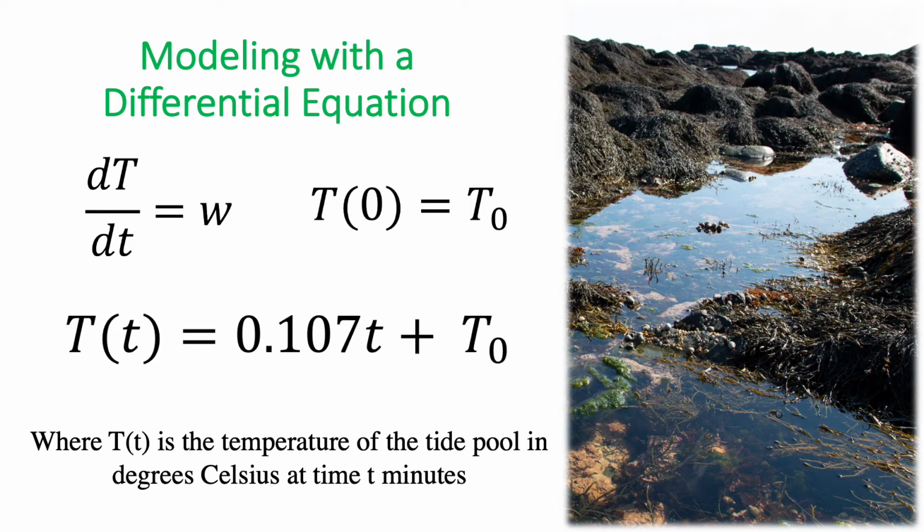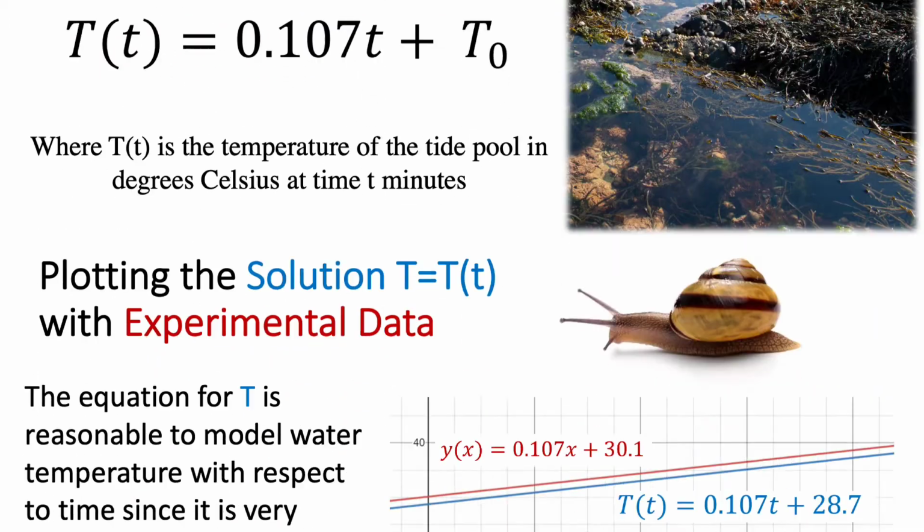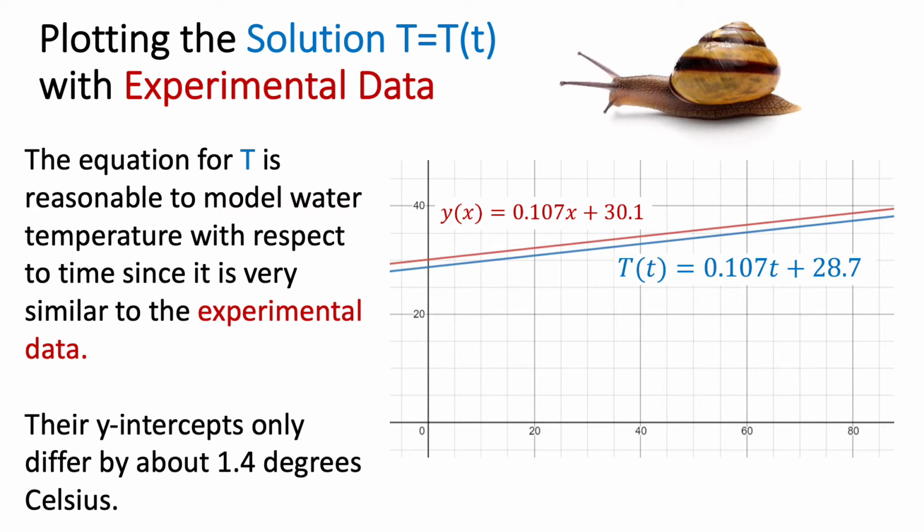Our initial temperature is the temperature of the water when T equals 0, which, according to our experimental data, is 28.7 degrees Celsius. When we plot our solution from our differential equation with the experimental data, we can see that the equation for T is reasonable to model water temperature with respect to time, since it is very similar to the experimental data. Their y-intercepts, which represent the initial temperature of the tide pool water, only differ by about 1.4 degrees Celsius.